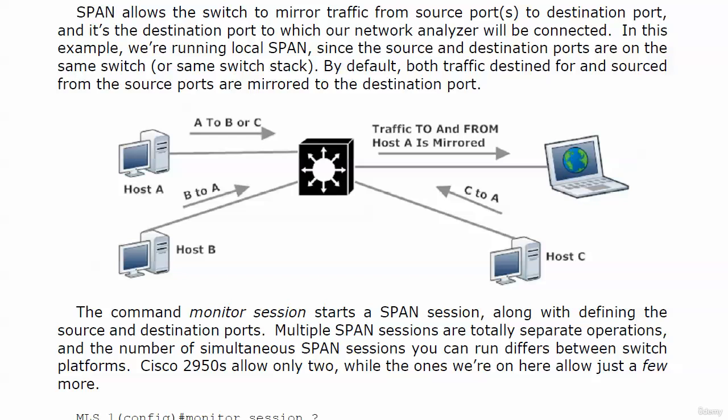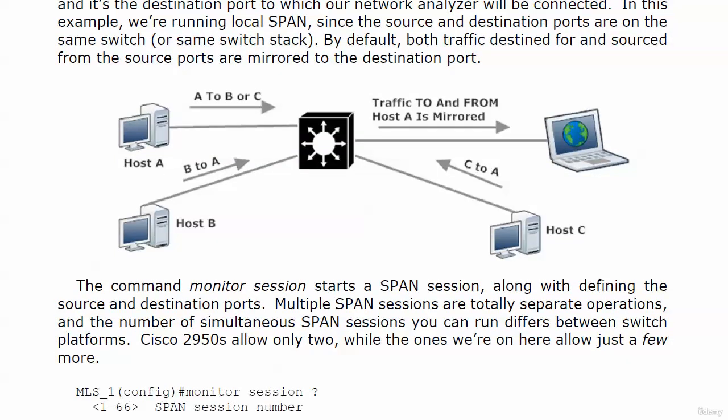Now, multiple span sessions are totally separate operations. So you can define multiple span sessions, that's not a problem. The limit depends on the switch platform that you have. Cisco 2950s allow only two, and sometimes that's plenty. The one that I was using when I wrote this particular chapter was allowing just a few more. It was allowing 66 span sessions to run at one time. That's a lot of spanning. So let's go ahead and set up a local span session, and let's bring the equipment up.